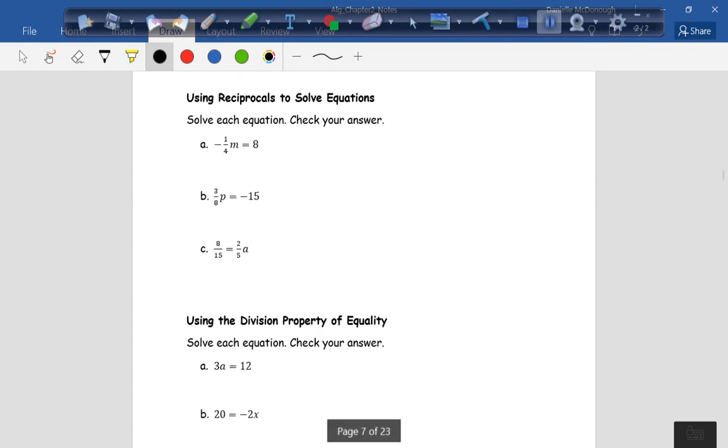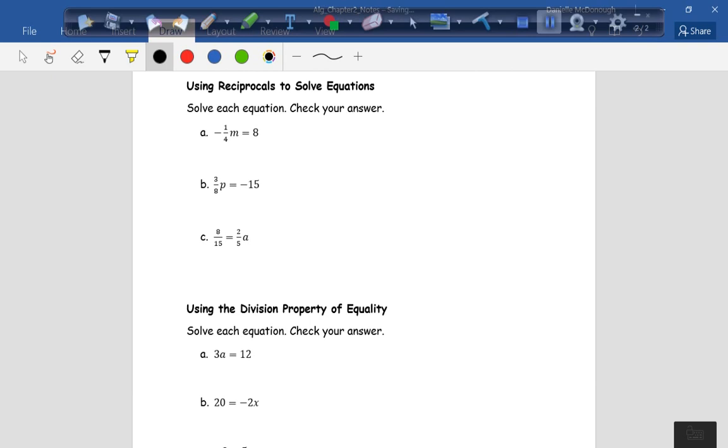So now if we go down to using reciprocals, this is the part where I think it might be a little bit new for you. You might not have seen this before. But if I had 2/3 times 3 over 2, where 3 over 2 is the reciprocal, if I multiply this, 2 times 3 is 6 and 3 times 2 is 6. That equals 1.